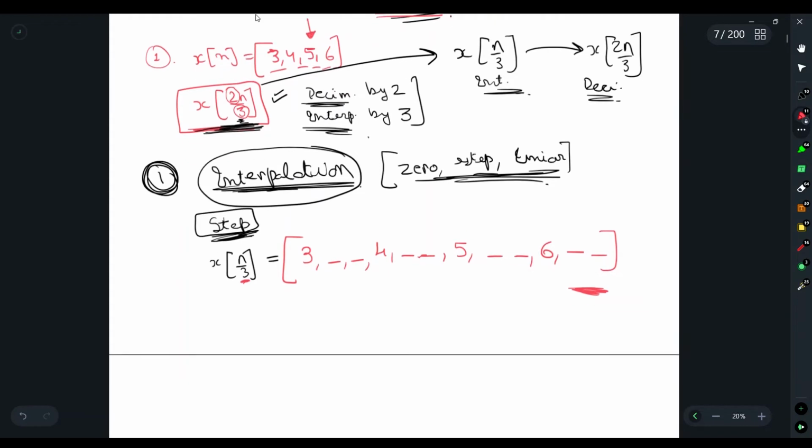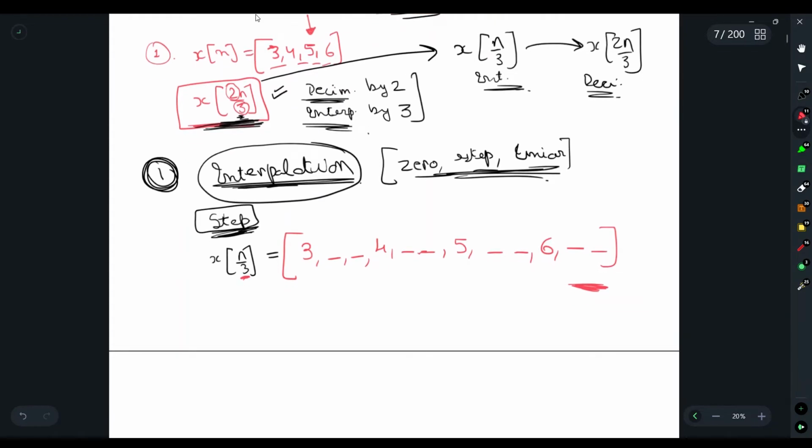Now we are doing step interpolation. For step interpolation, it is really easy. We simply write whatever is written on the left. That is, we will write 3 two times here, 4 two times here, 5 two times here, and 6 two times here. So this is our interpolated part, which has been interpolated by 3. So we are done with the first part.